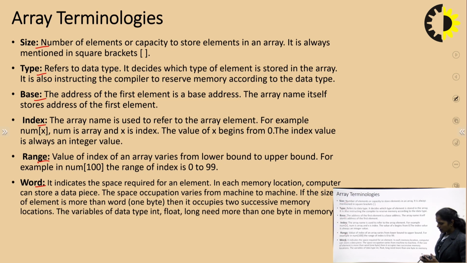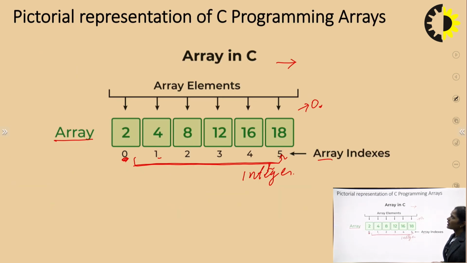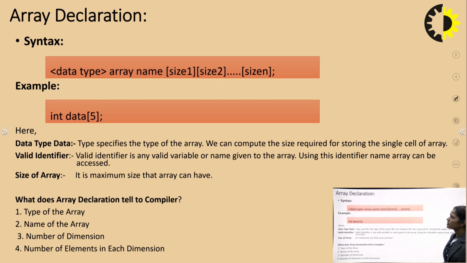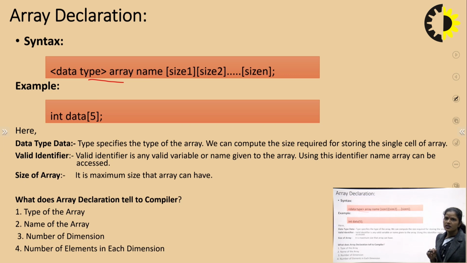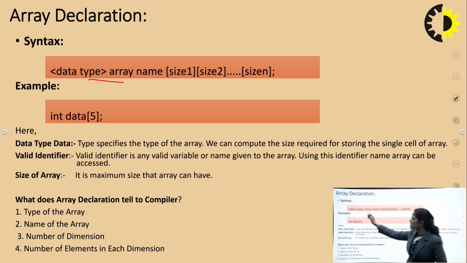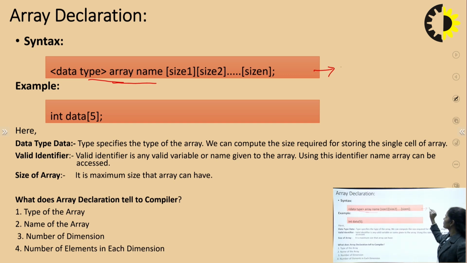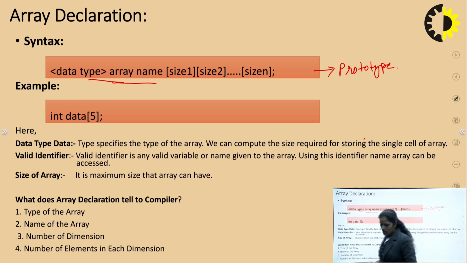Suppose I am showing the array declaration syntax. This is the concept of array declaration. So basically how can we declare an array? We follow some set of rules, and these rules are also known as the prototype. If I am saying how an array is declared, we have a prototype, and this prototype is nothing but some rules that we have to follow.